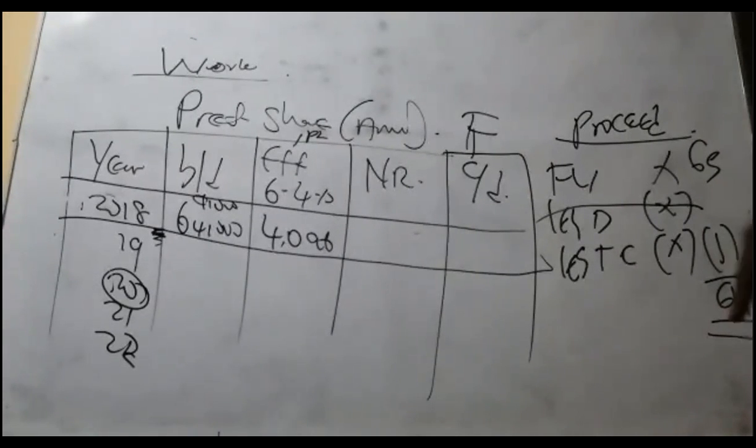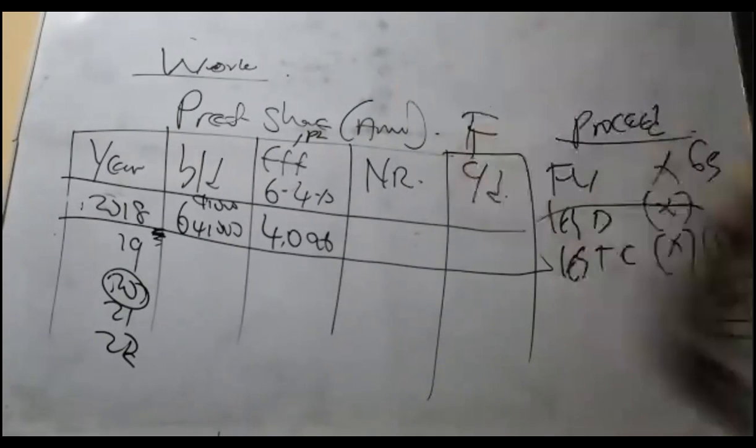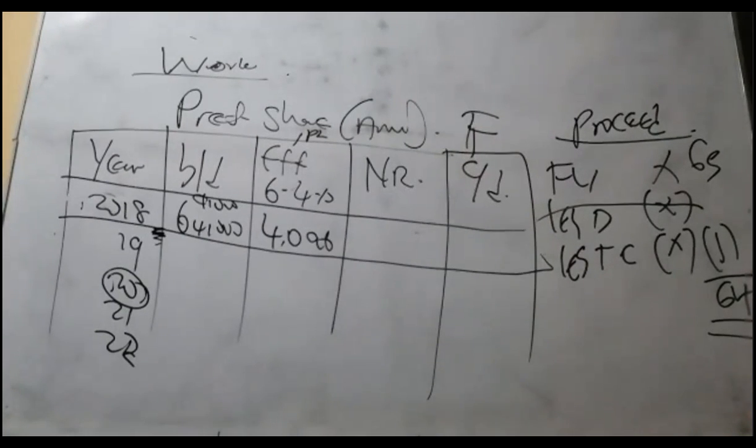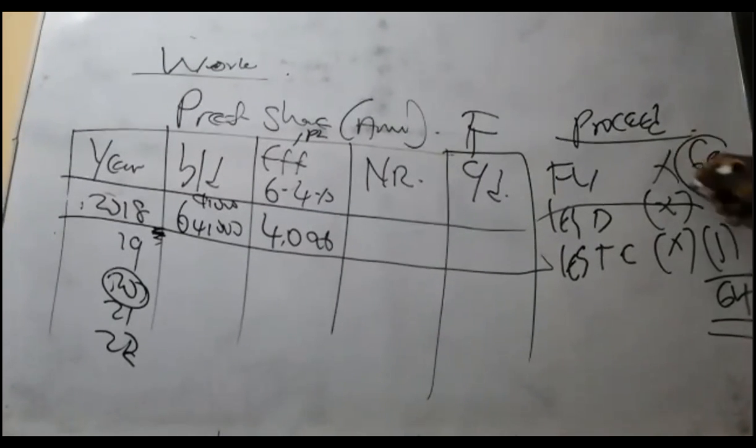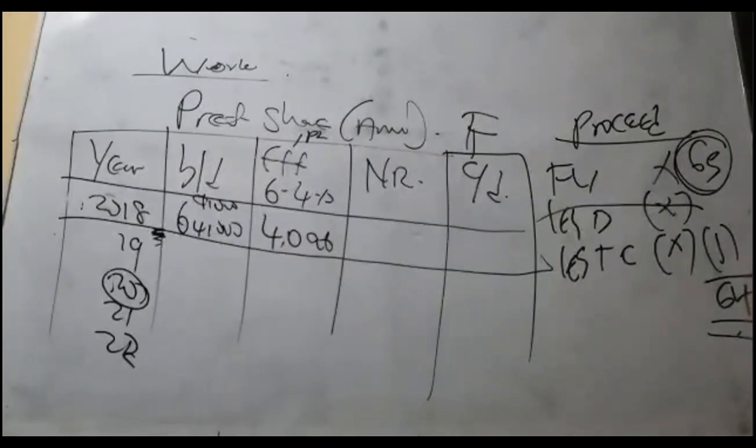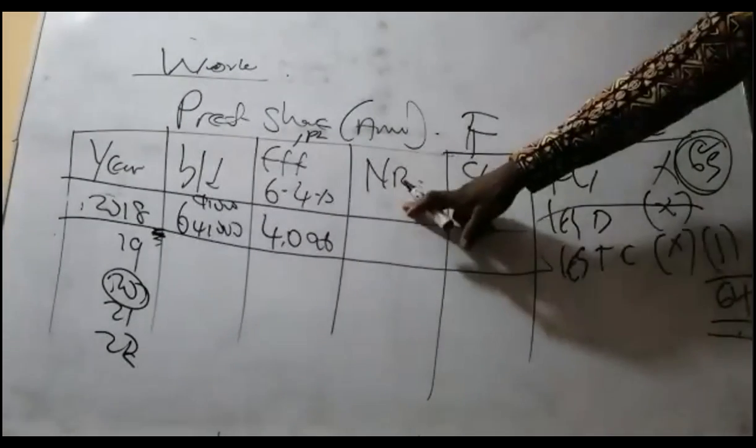So the liability at the start of the year is 64. That's the liability at the start of the year, or the proceeds. How do you get it? So that's the liability at the start of the year, and that's the proceeds. So 64 million must be here. Good. Just note that the coupon rate, when I give you the coupon rate, must be expressed on the face value, not the proceeds.